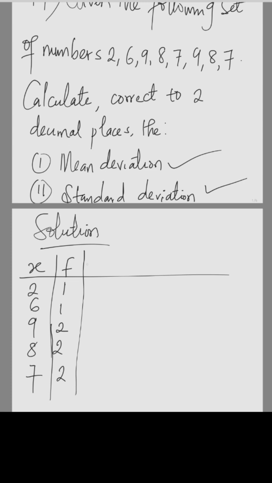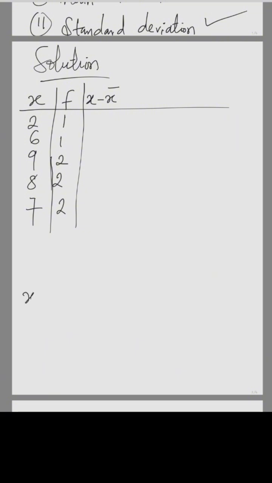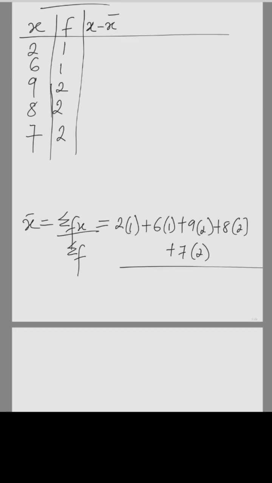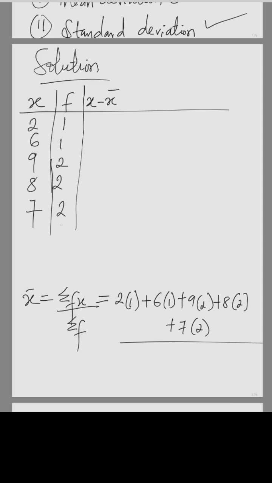In the next table, we look for the value for x minus x bar. The x bar is the value for mean, so we need to calculate the mean, and we have the formula for mean, which is given as summation of fx over summation of f. fx means multiplying the value for f and x, and then getting the summation. So this becomes 2 times 1 plus 6 times 1 plus 9 times 2 plus 8 times 2 plus 7 times 2, all divided by summation f, which means the summation of frequency.